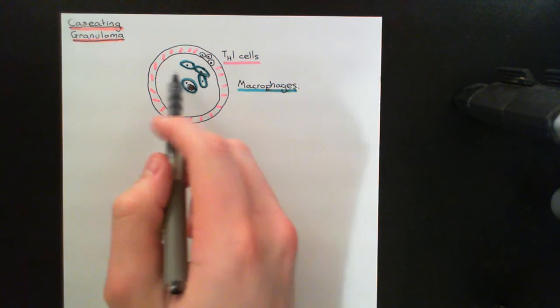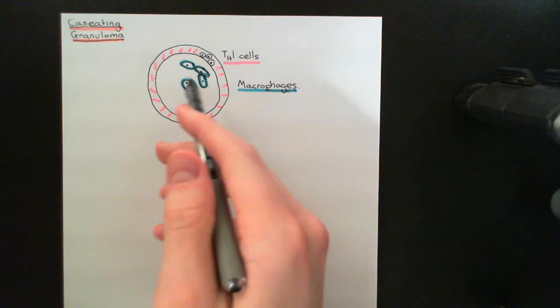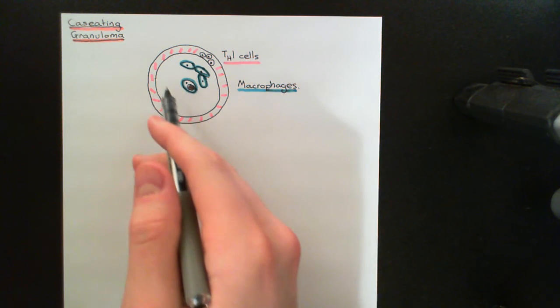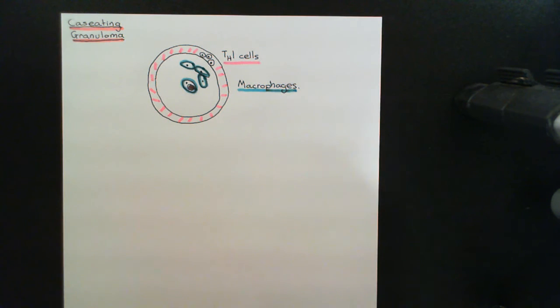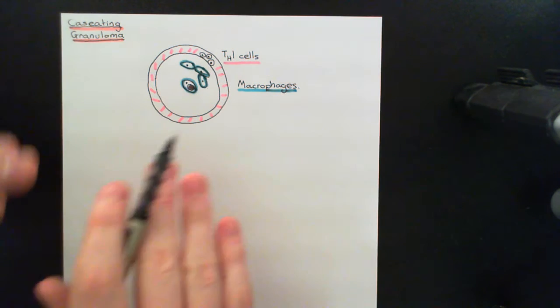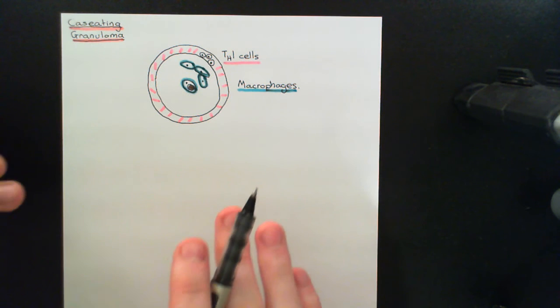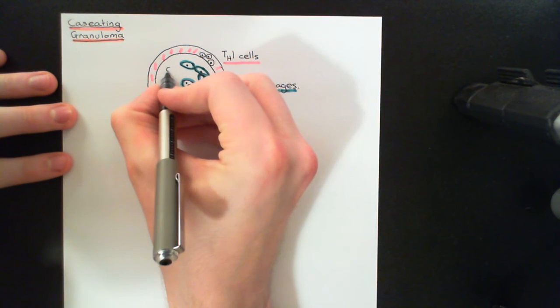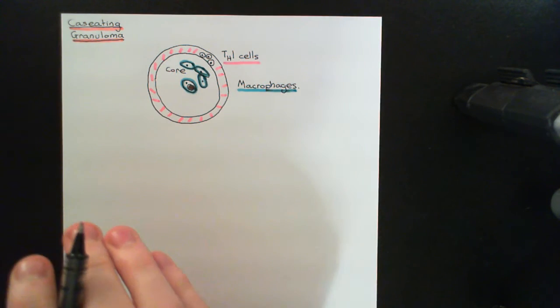And if the macrophage was to be overcome by the Mycobacterium tuberculosis, then of course the Mycobacterium tuberculosis cells would then be taken up by loads of the new macrophages here. Now, that's the basic structure of a granuloma. The periphery is made up of T helper 1 cells. The core of the granuloma, which is this bit here, is made up of loads and loads of macrophages.